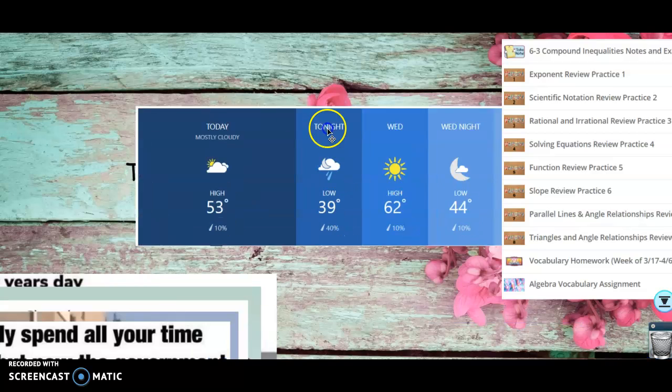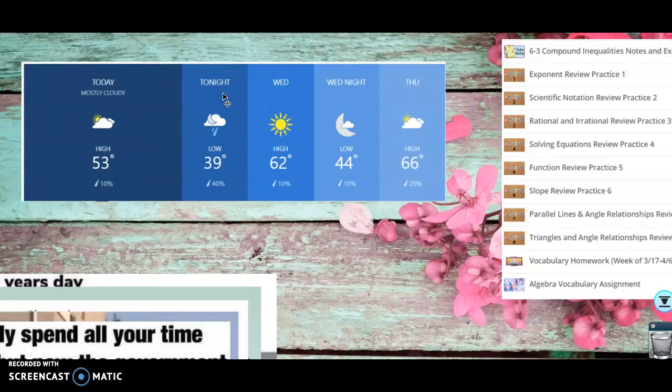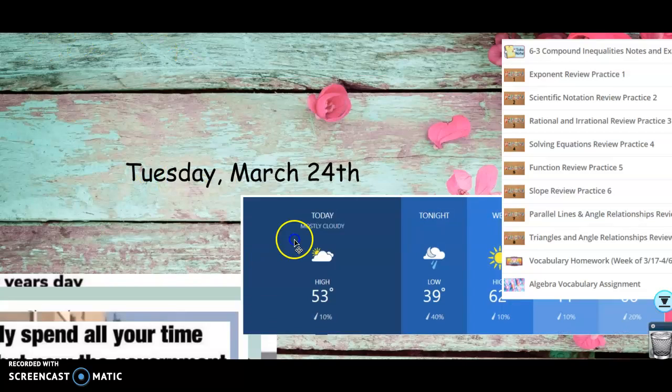Okay, so for today's weather, it's going to be 53, which is nice, but look at tomorrow and Thursday. Oh my gosh, it's going to be really nice. And we are still allowed to go outside and go for a walk and ride our bikes, so I suggest you take advantage of that and get that done.